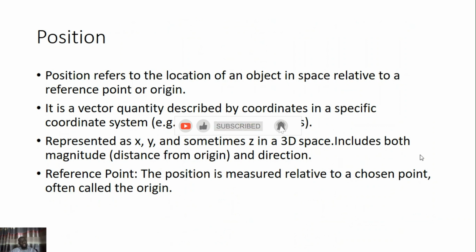Position is another concept mentioned in the JAMB UTME syllabus that you need to know about, and it refers to the location of an object in space relative to a reference point or origin. It is a vector quantity, and usually it is described using a coordinate system.